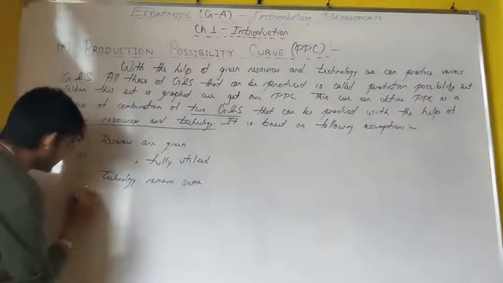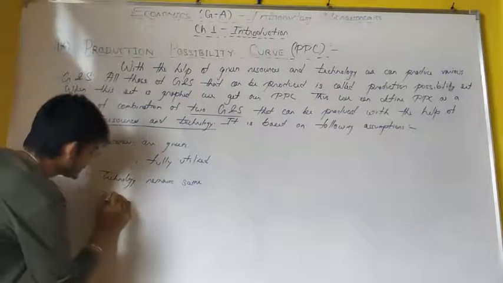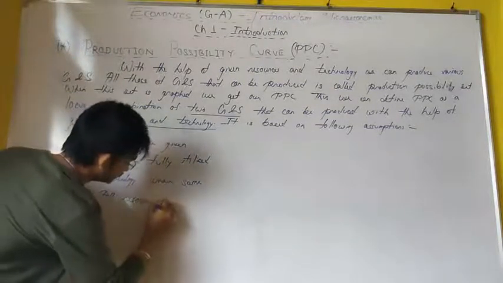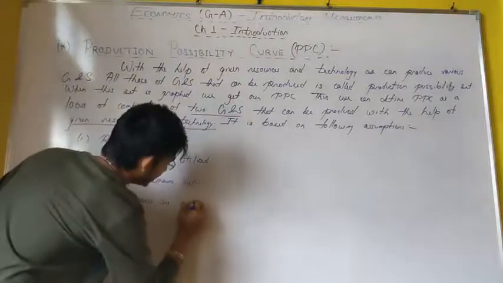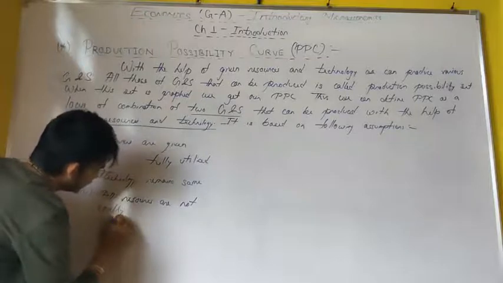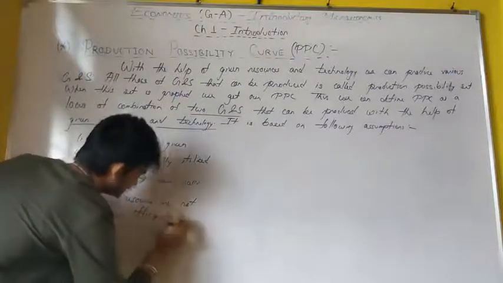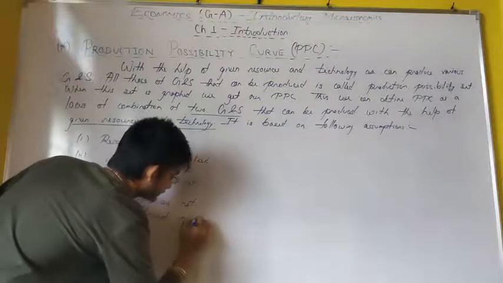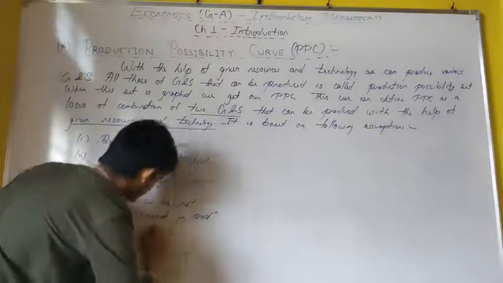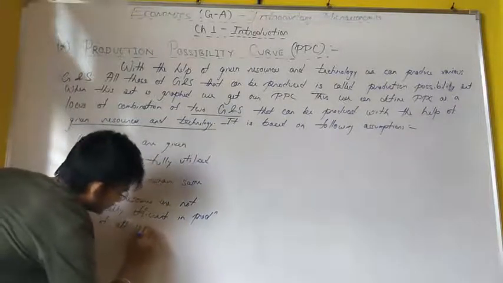And finally, the fourth thing: all resources are not equally efficient in production of all commodities.